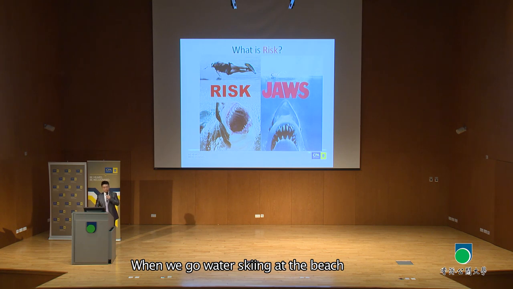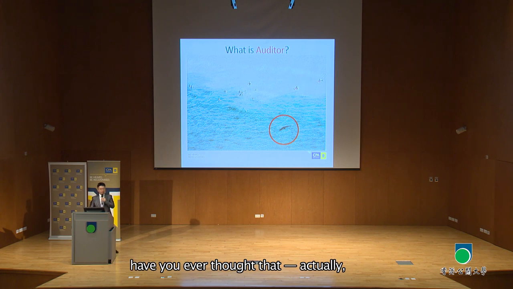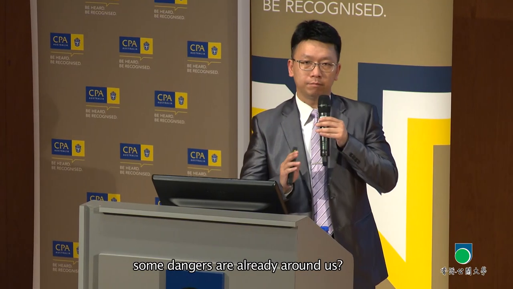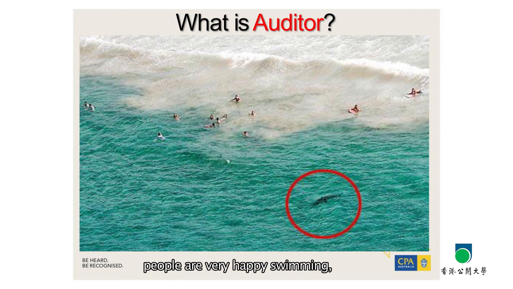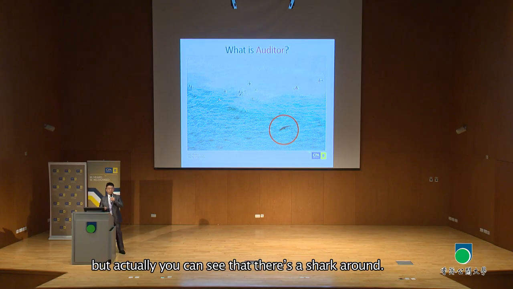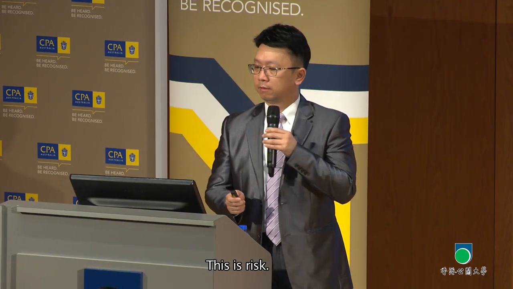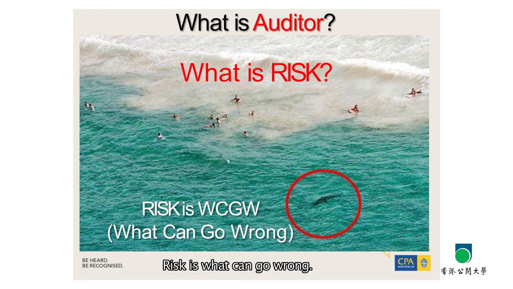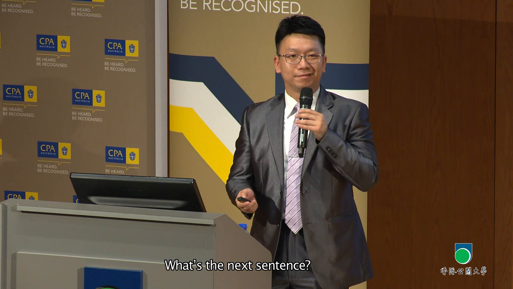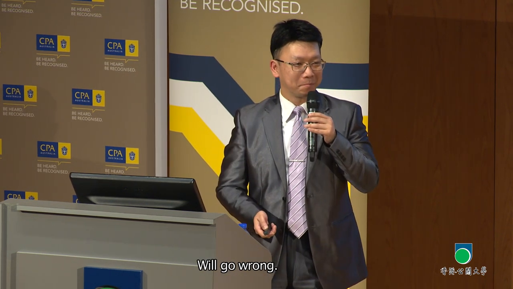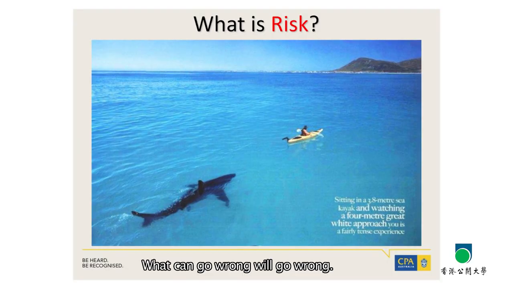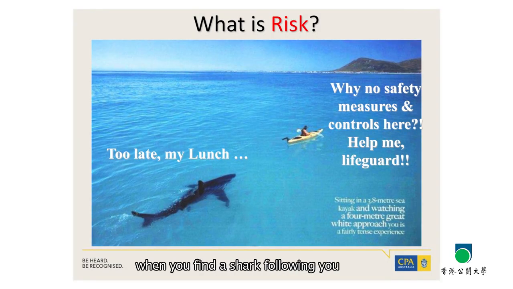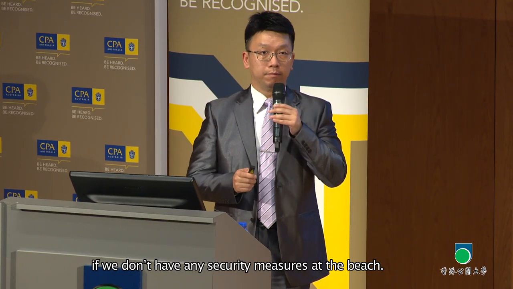When we play water skiing or swim at the beach, have you ever thought that actually some dangers are already around us? From this picture, you can see that people are very happy swimming and playing water skiing at the beach, but actually there is a shark around. This is risk. Risk is what can go wrong. What's the next sentence? Will go wrong. This is a very famous movie law: what can go wrong will go wrong. So maybe it's too late when you find a shark if we don't have any security measures at the beach.